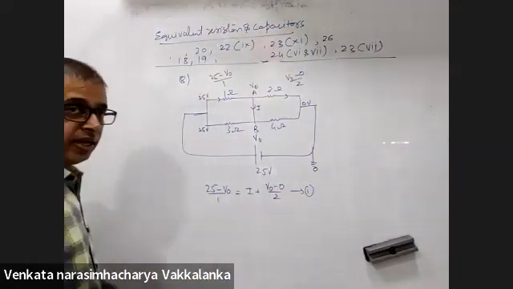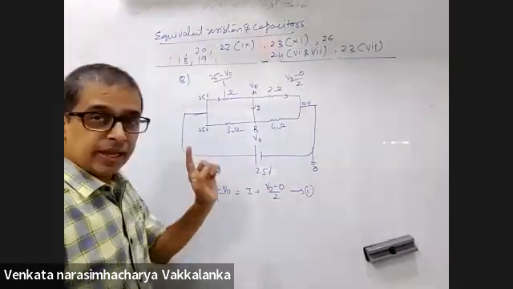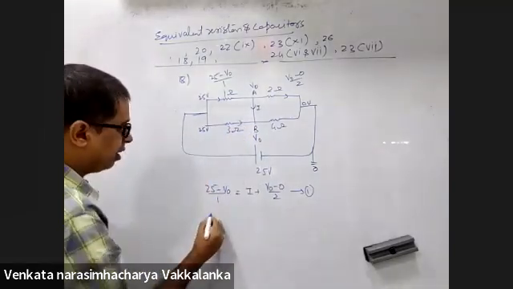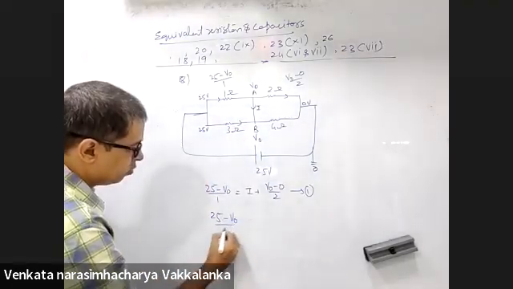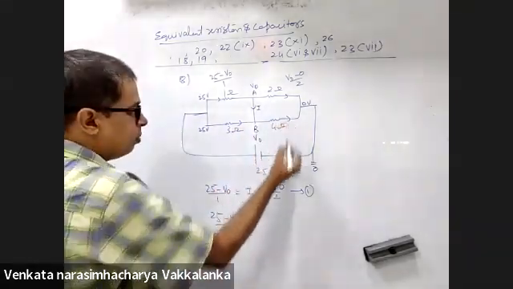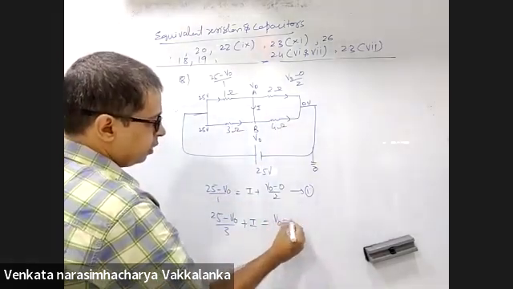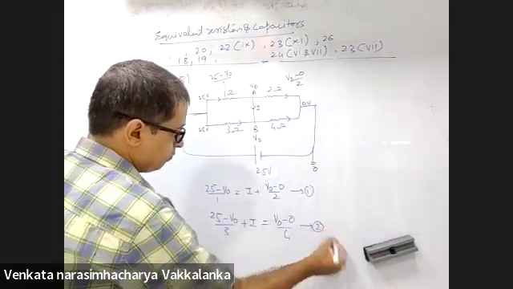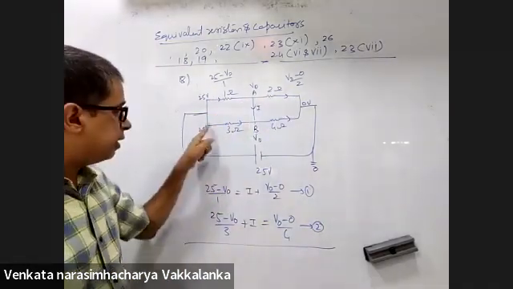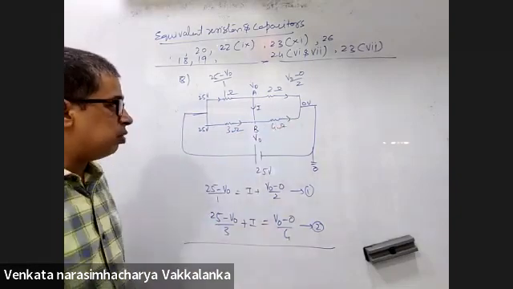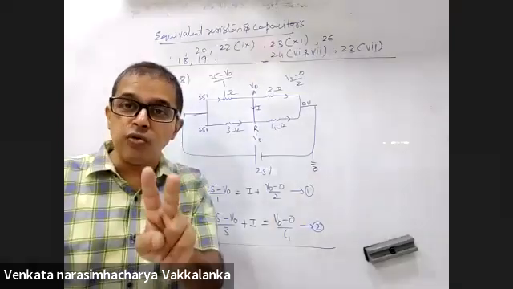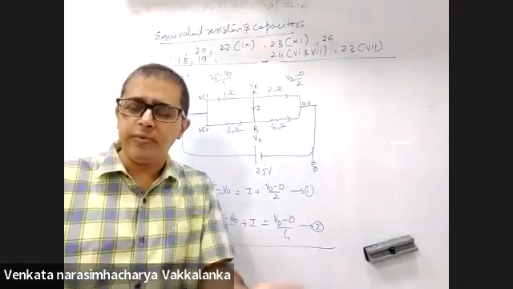I have two variables, V0 and I, right? Now do the same thing here. Here I have current how much? 25 minus V0 by 3. Incoming current should be equal to the outgoing current, I plus V0 minus 0 by 4. Now from these two equations, you have two variables, V0 and I. Eliminate V0, you get I.